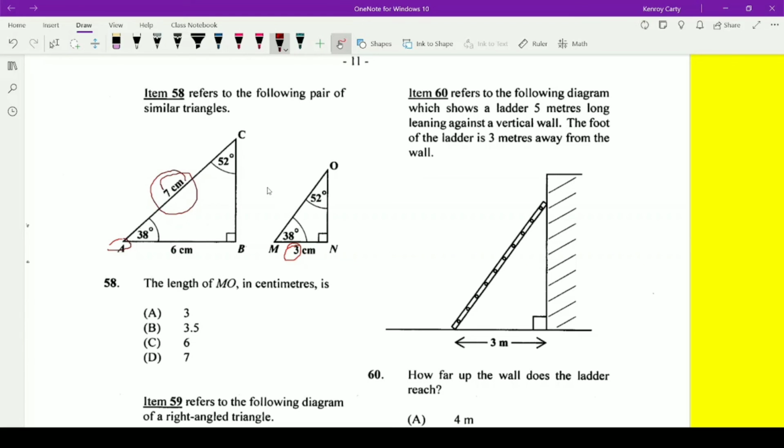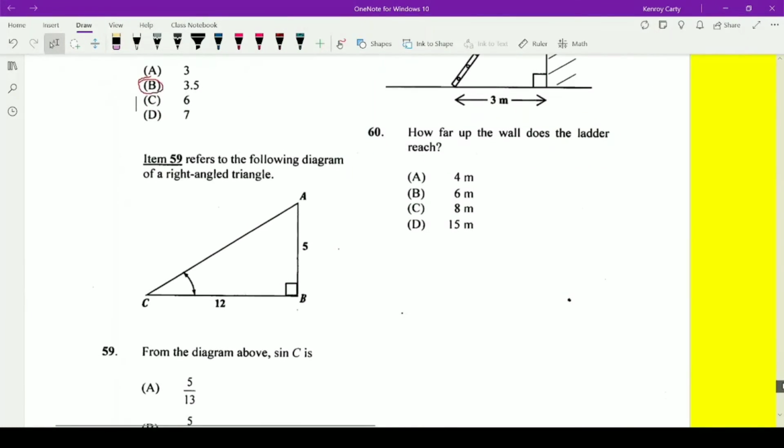So the hypotenuse of the bigger triangle, which is AC, corresponds to the hypotenuse MO that I want. The common ratio was found to be 2 by dividing 6 by 3. So I'm going to divide 7 by 2, which is 3.5 for MO. That's how you compare similar triangles, alright? Not so complicated. You just have to look for the corresponding angles and then you will find the corresponding sides.